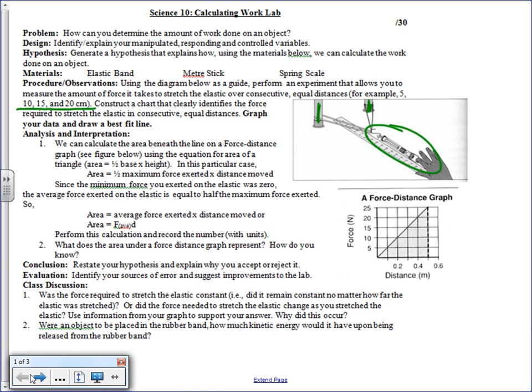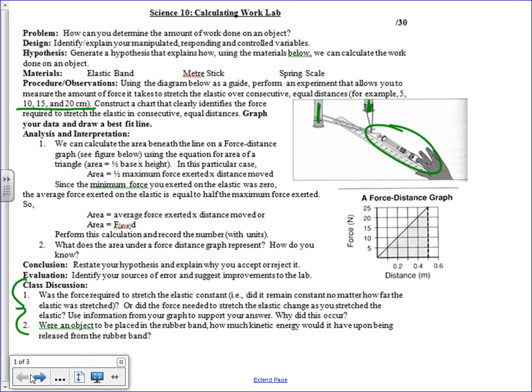I want to look at your math and see that you're able to do that, but I know that you can calculate the area of a triangle. My big concern is what does that represent, and how do you know? I'm going to want some justification on how you know whatever it is. And then have your conclusion evaluation. Remember, you don't have to do the class discussion questions. We will talk about those when I hand them back.